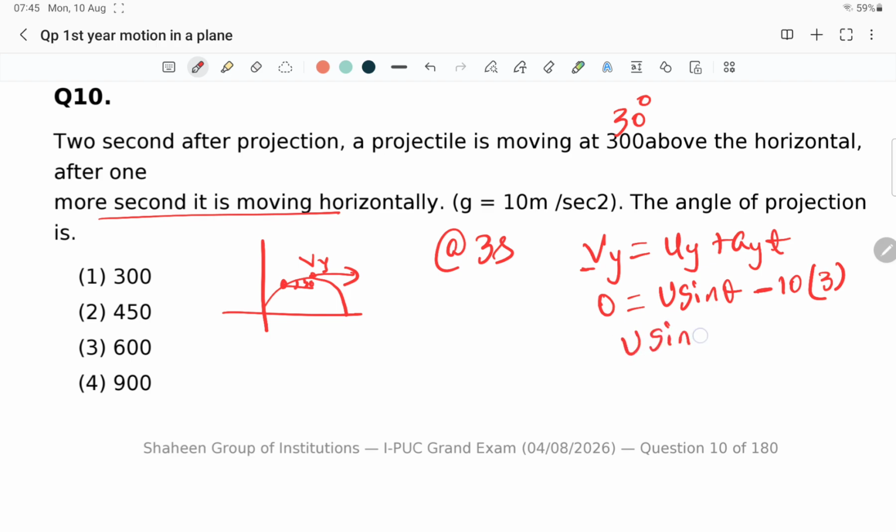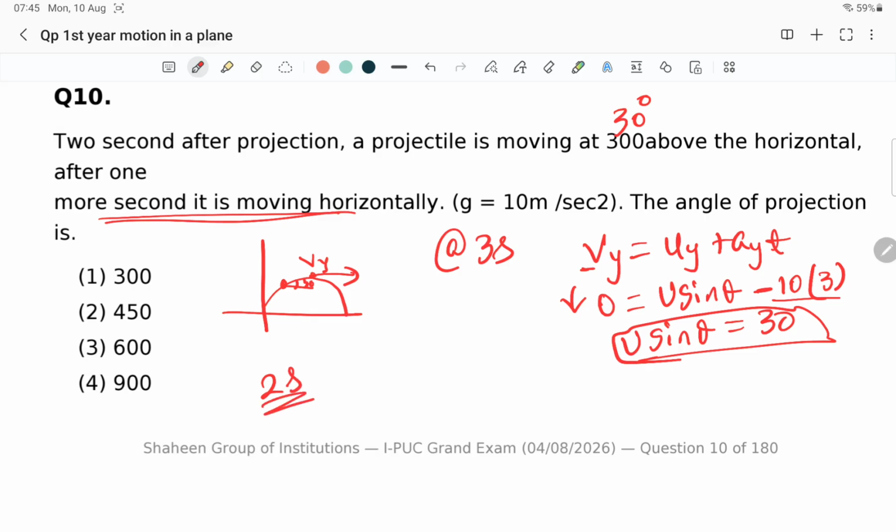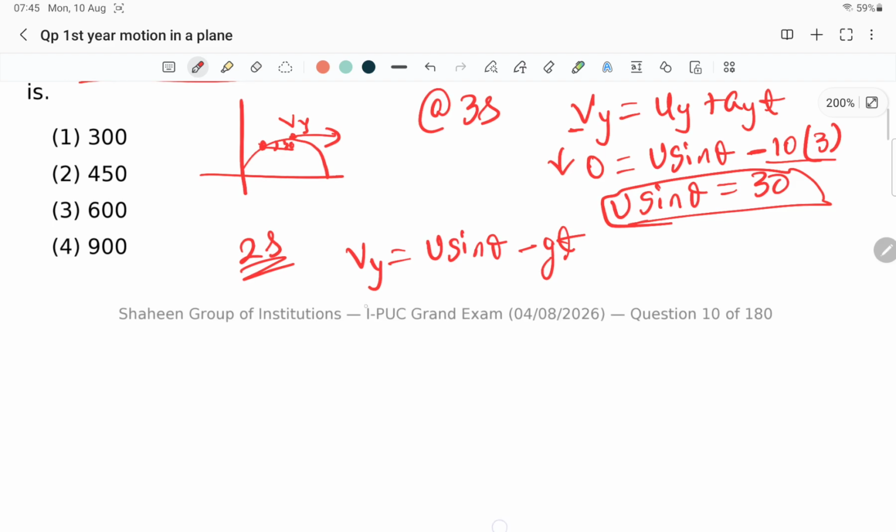So using this you get u sin theta equal to 30. You just shift this to this side. So u sin theta equals 30 from the second part of the data. Now when he told at 2 seconds, again we apply vy equals u sin theta minus g t, again using v equals u plus at. So vy equals u sin theta, which we already found as 30, minus 10 into 2, because we are doing it for 2 seconds.